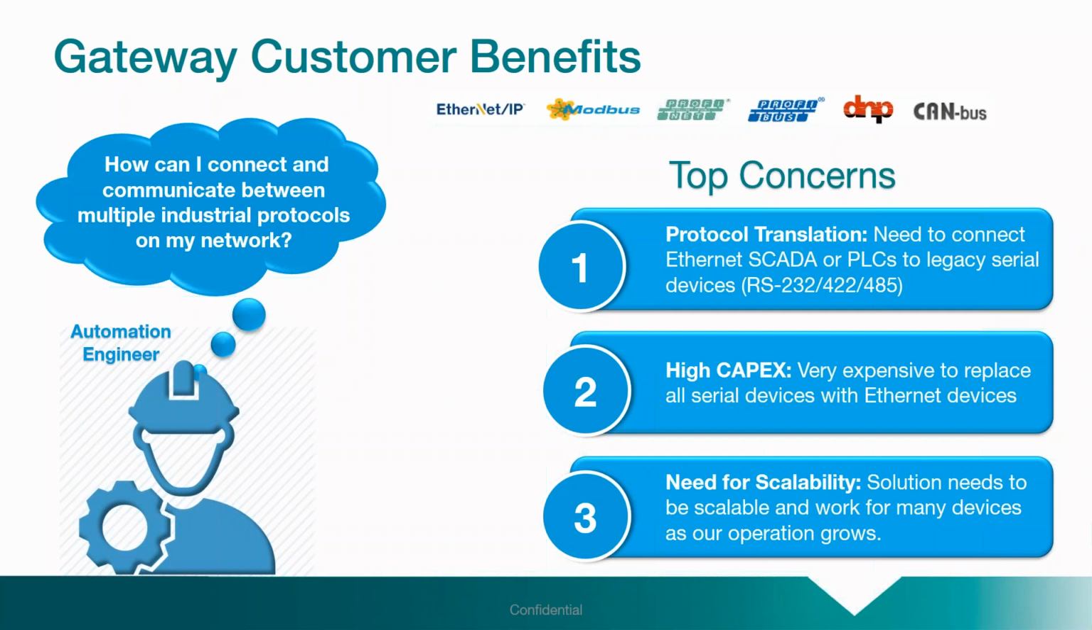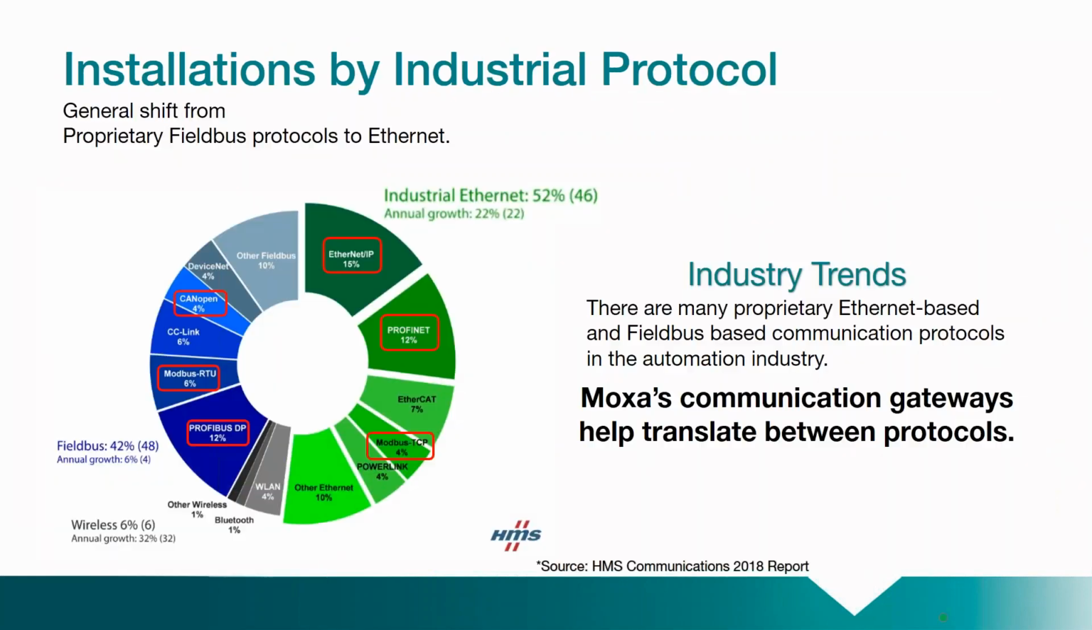Also, like I mentioned earlier, it's very expensive to replace all of your serial devices with Ethernet devices. It's nice, but instead of spending thousands of dollars plus all the downtime, which you probably can't afford because it's running some critical process, how about being able to retrofit very easily with a serial device instead, right? The last is the need for scalability. The solution needs to be scalable, regardless of what you use or what vendor or what type of application you're working, because it has to work for many devices, and especially since your operation is obviously going to be growing, so you need to be flexible with the changes.